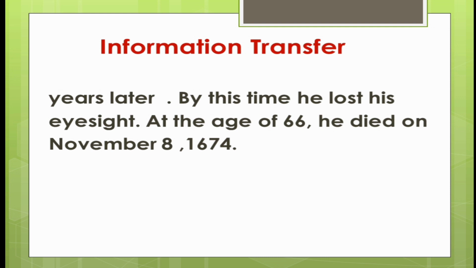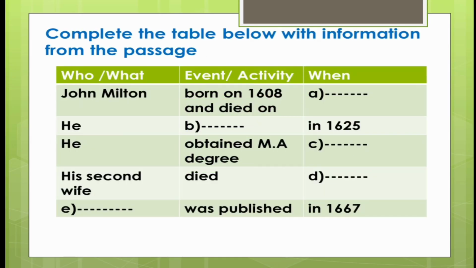Now, here is a sample question for you. Remember the passage and the main idea. Now you can see on the screen: complete the table below with information from the passage. I have mentioned here 3 columns and 5 rows. In the first column, you can see who or what. Second column, event or activity. And number 3, when. John Milton, born in 1608 and died on A, you have to write the time.